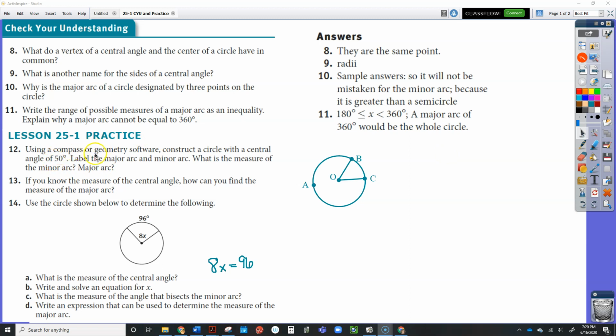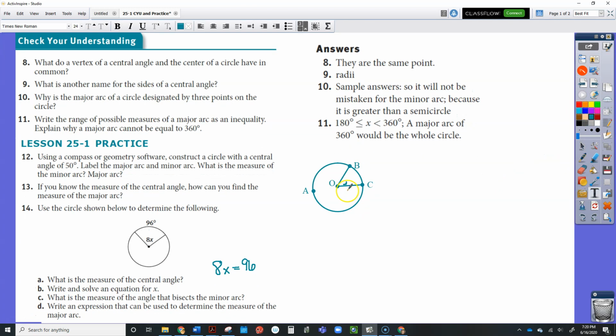Using a compass or geometry software, I've already done that right here. Here's your circle with angle 50. I didn't put that in there, so let me draw the 50 in there. So here's 50. Why is the pen not working? Okay, I'm not going to be able to use the pen, but that's okay. We're just going to say that that's 50.